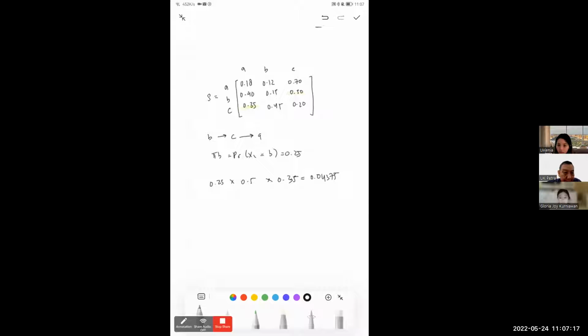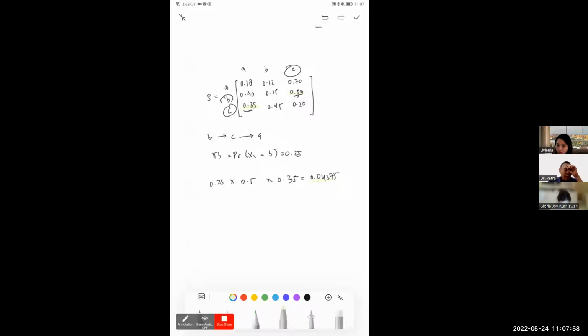Okay. So we have B, C, A, right? And then we start with B, right? So it's 0.5. Then from B, we transition to C, it's 0.5. And from C, we transition to A, it's 0.35. Then the probability is just multiplied. Correct. And then you need to multiply with the earlier. Okay. So yeah, very good. Yeah, the result is correct.